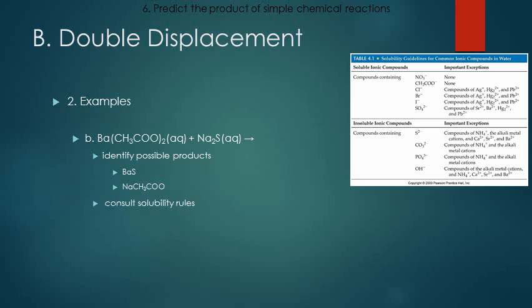Now we want to consult our solubility rules. So the first one we have is barium sulfide. Notice sulfides are listed as being insoluble. However, important exceptions here. Notice the barium ion is listed as an exception, so that makes the barium sulfide soluble. Likewise, sodium acetate is also soluble because acetates are listed up here under soluble compounds. There are no exceptions listed, so sodium acetate is also soluble.